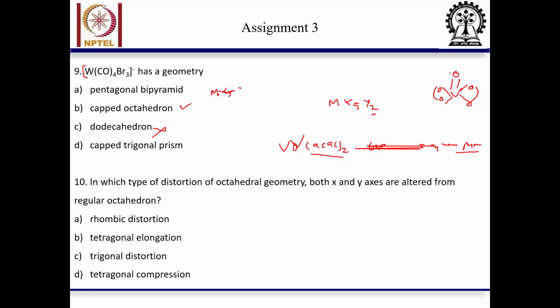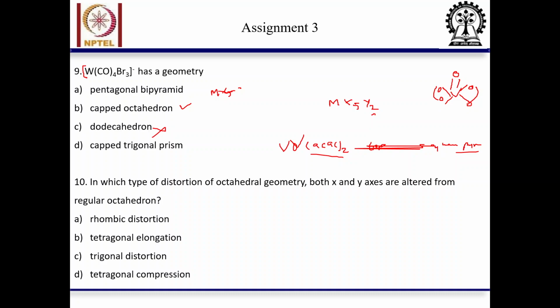Okay. Now the question is: in which type of distortion of octahedral geometry are both X and Y altered from the regular octahedron? Yes, the square parameter is the correct answer. I'm just telling you how you can see which geometry will be favorable if you have ligands in such a direction. Like suppose I have VO(acac)2, the oxygen should go in the z direction, wherein X and Y will be occupied by the others. That way you can see it. If you go through the lecture, you will see this kind of trend.